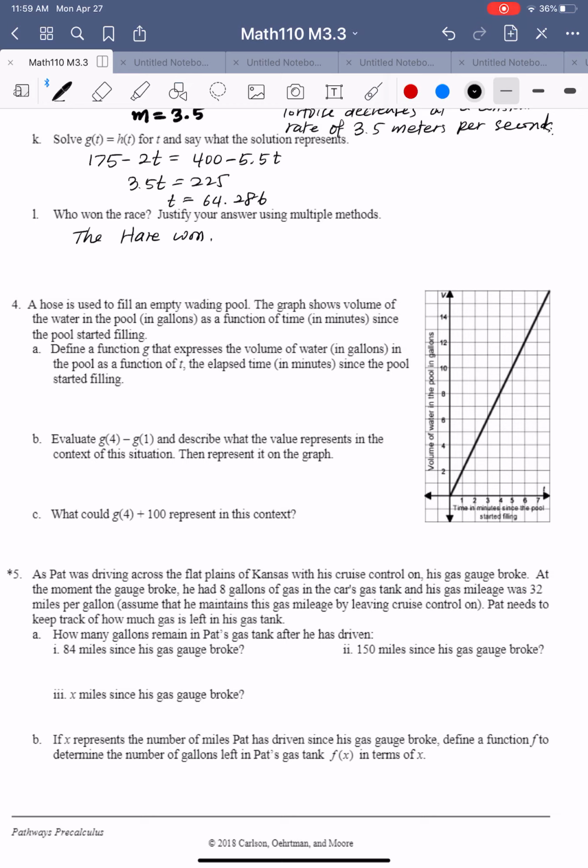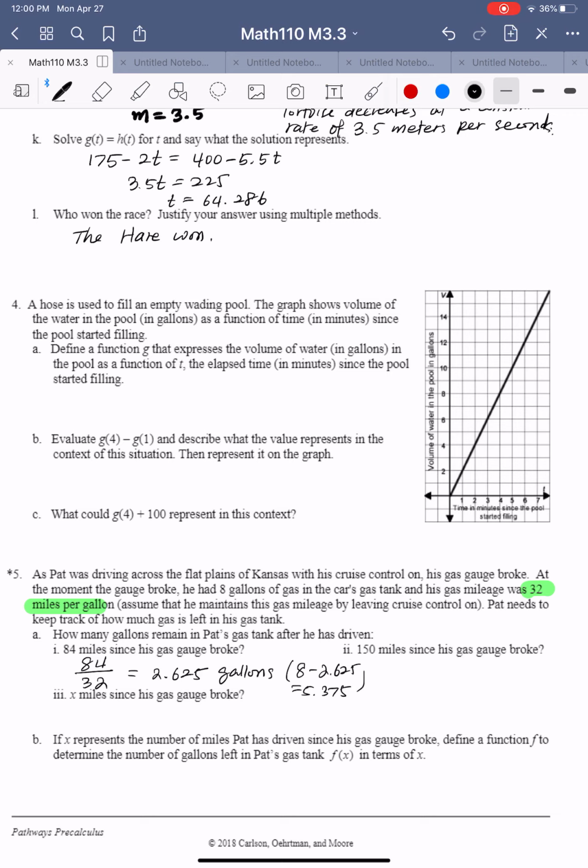So how many gallons remain in the gas tank after he has driven 84 miles? Since his gas gauge is broken, we take 84 and divide by 32 because he gets 32 miles per gallon, so 84 miles driven equals 2.625 gallons spent. The car had 8 gallons, subtract the 2.625, and that becomes 5.375 gallons left.